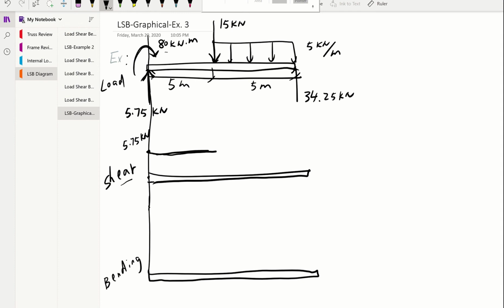So it stays constant until at this midpoint we encounter this concentrated load 15 kilonewton first, and it's going downward, so it's from 5.75 downward 15. So what would be 5.75 minus 15? That would give us negative 9.25. So that's where this value will be. Then we have encountered a new thing now. We're going to continue to move. What do we see? We see this distributed load.